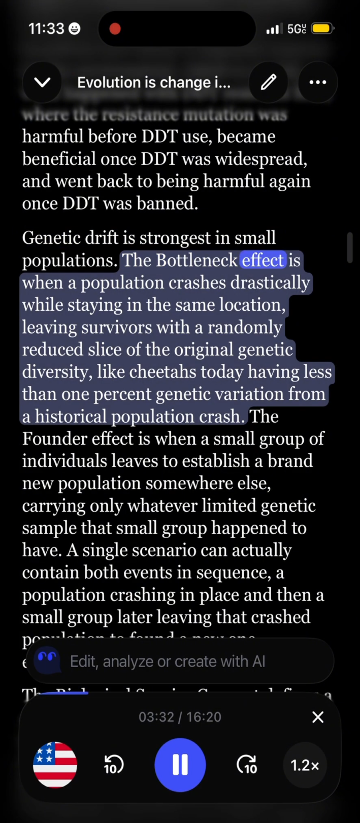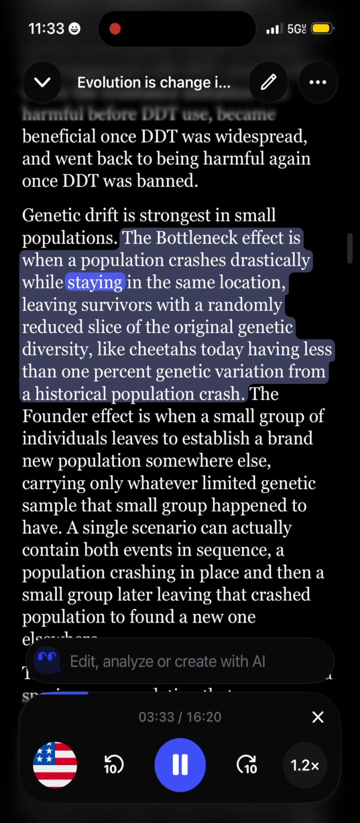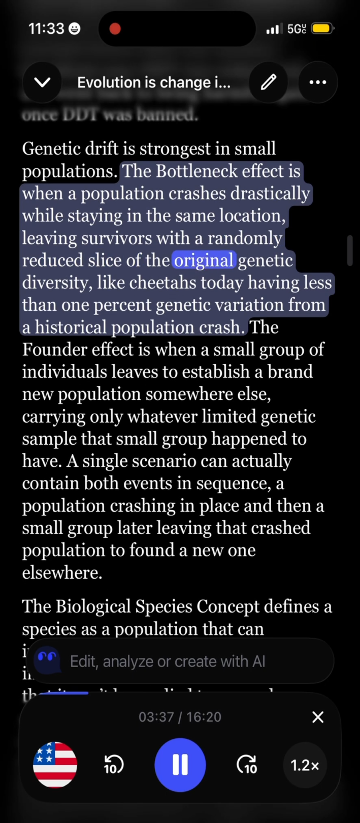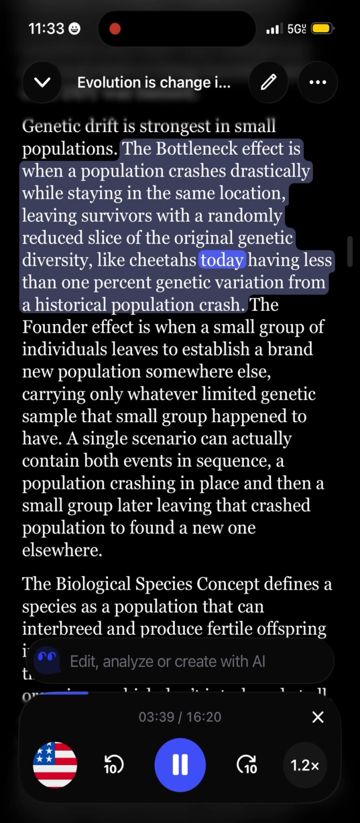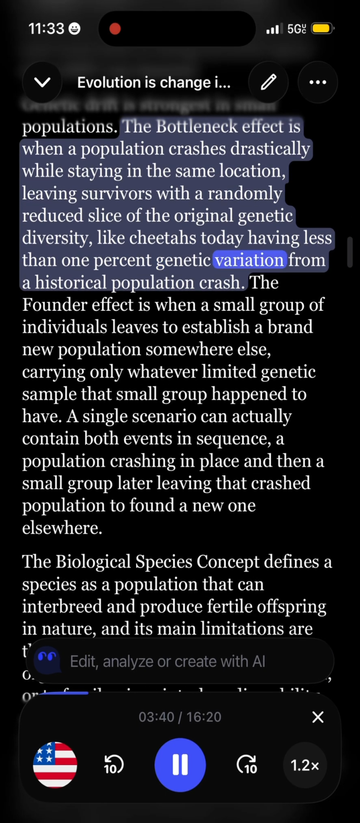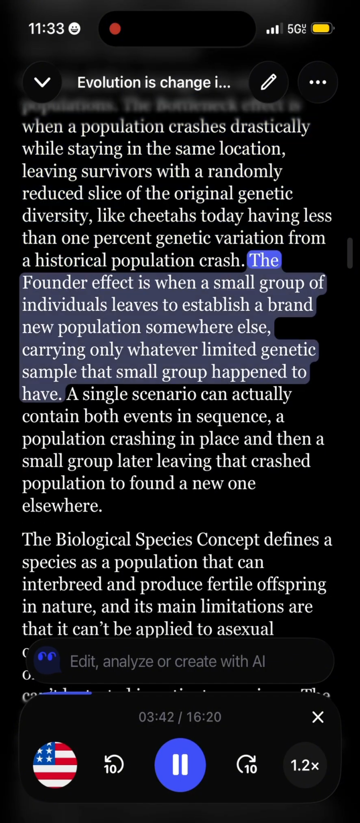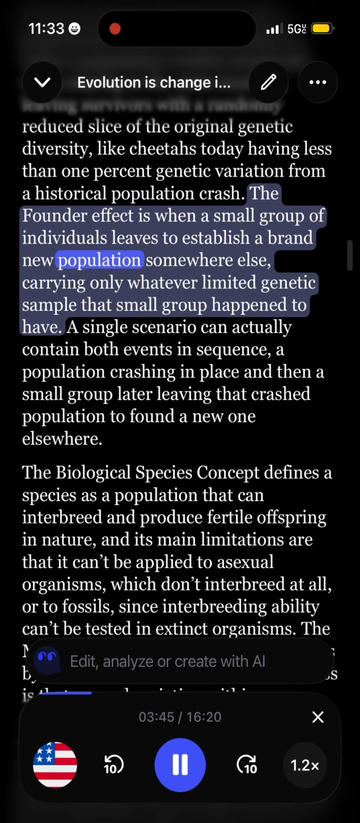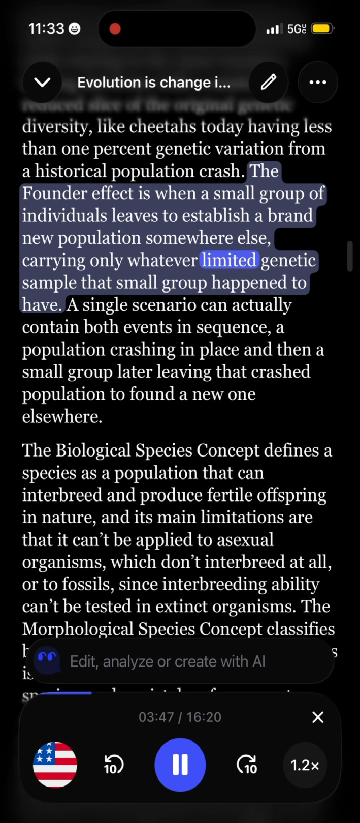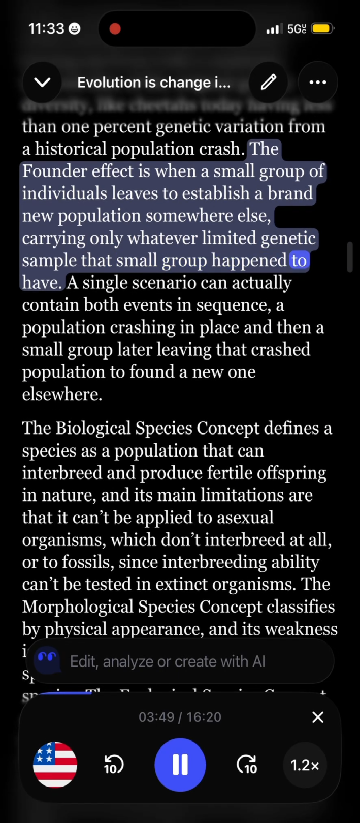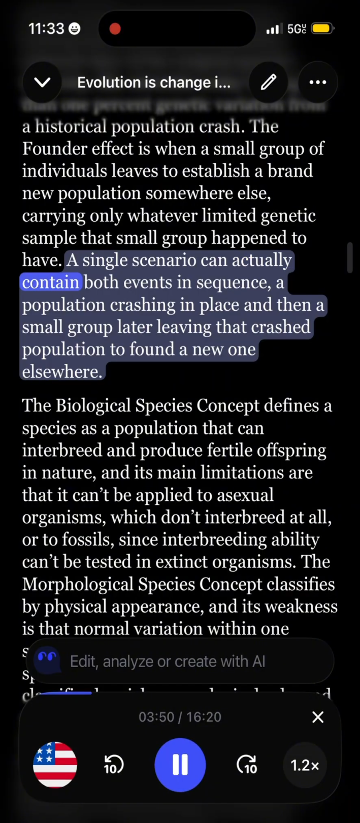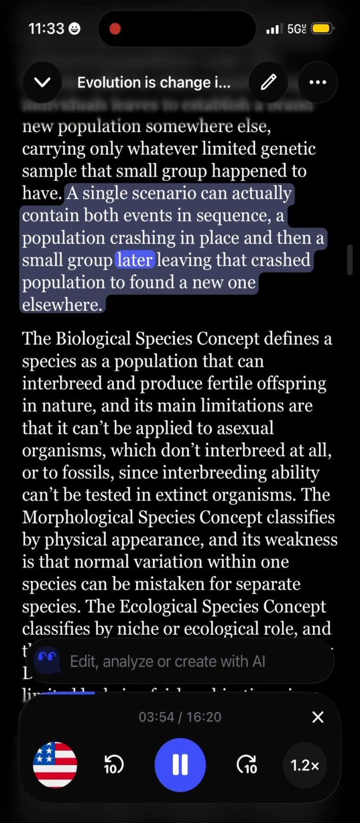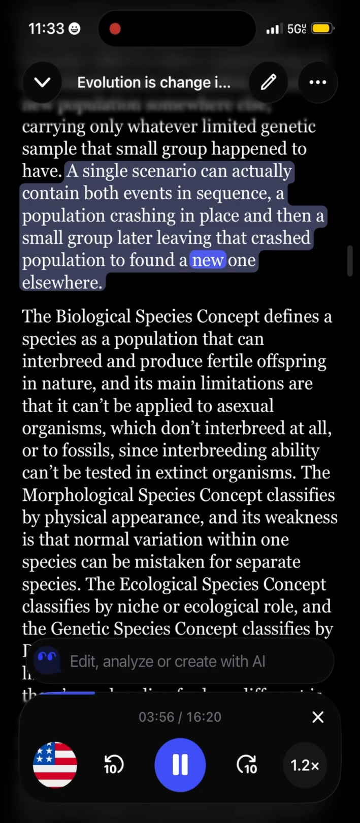The bottleneck effect is when a population crashes drastically while staying in the same location, leaving survivors with a randomly reduced slice of the original genetic diversity, like cheetahs today having less than 1% genetic variation from a historical population crash. The founder effect is when a small group of individuals leaves to establish a brand new population somewhere else, carrying only whatever limited genetic sample that small group happened to have. A single scenario can actually contain both events in sequence: a population crashing in place and then a small group later leaving that crashed population to found a new one elsewhere.